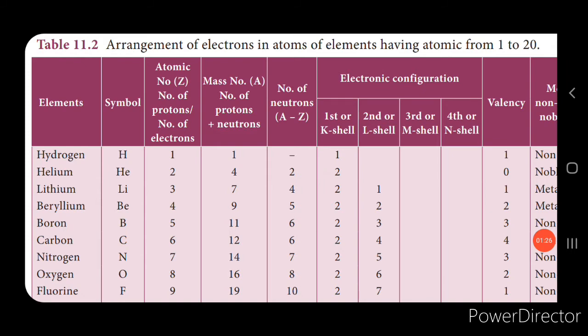Next you can see the next 3 elements after carbon, that is nitrogen, oxygen and fluorine. You can see the valence electrons in the L shell are 5, 6 and 7. If the valence electrons are 5, 6 and 7, I said the valency is 3, 2, 1 respectively. So nitrogen consists of 5 electrons in the valence shell, that is the outermost shell, so the valency is 3. Oxygen contains 6 valence electrons, so the valency is 2. Fluorine contains 7 electrons in its outermost shell, so the valency is 1.